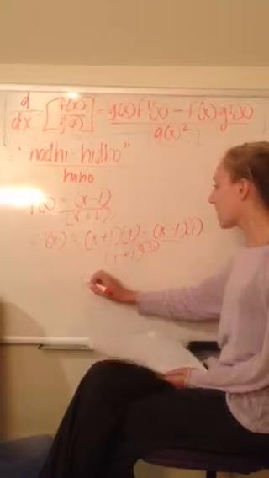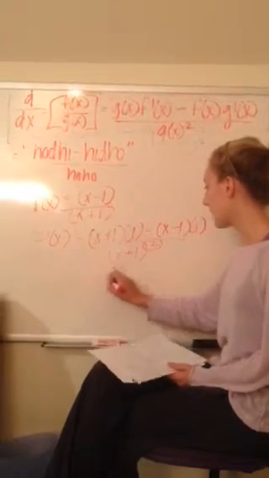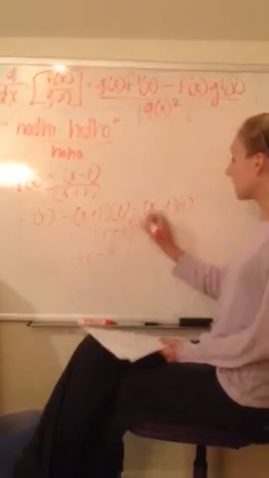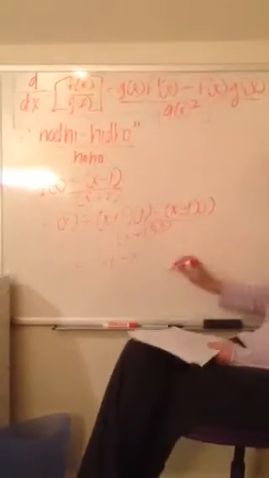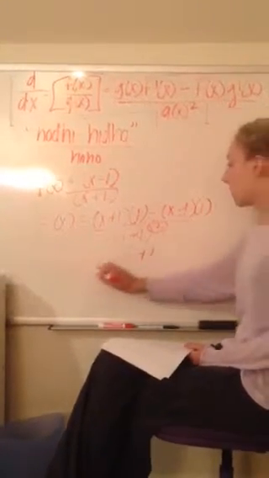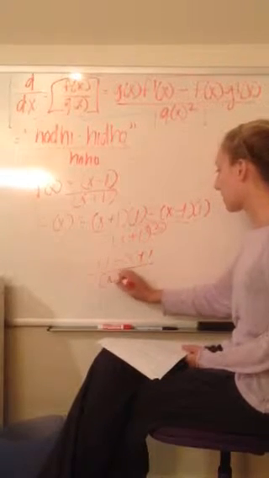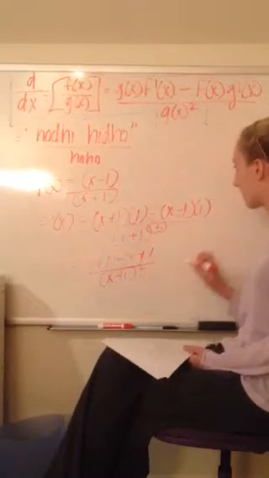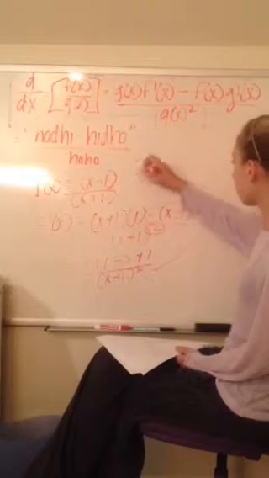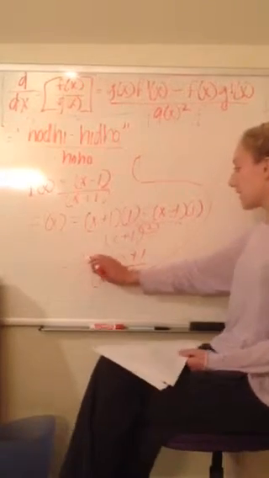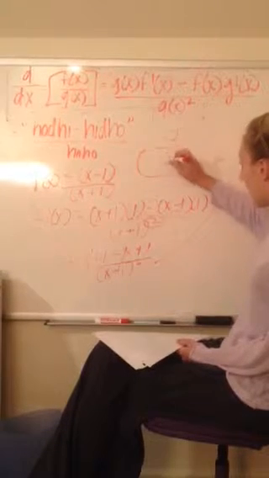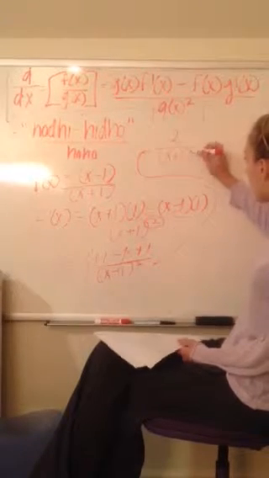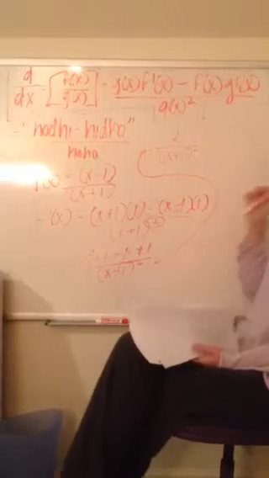So simplify the top: x plus 1 minus x, and then watch the subtraction of the negative sign. Make sure you turn that into a positive. So it's plus 1 over x plus 1 squared. The x's cancel out, and you're left with 2 over x plus 1 squared as your final derivative equation.